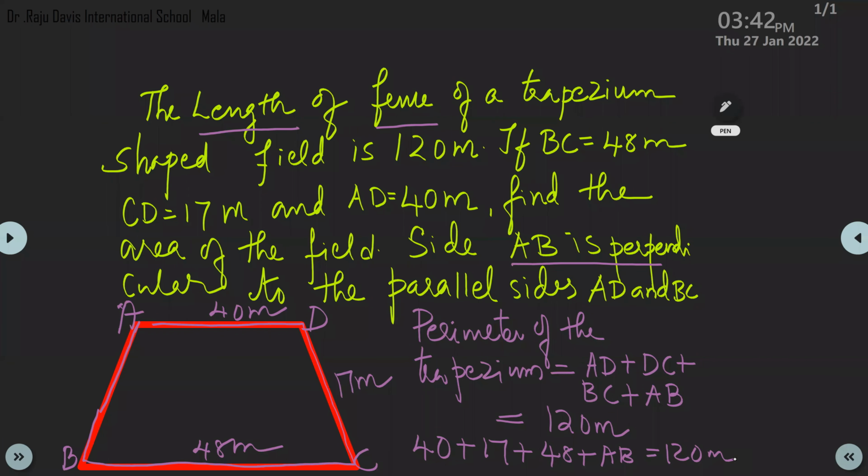Did anybody get what AB is from this? 15 meter, correct. So you will get 15 meter. AB will be 15 meter. Now H is 15 meter. H is 15 meter. Now you find out the area.